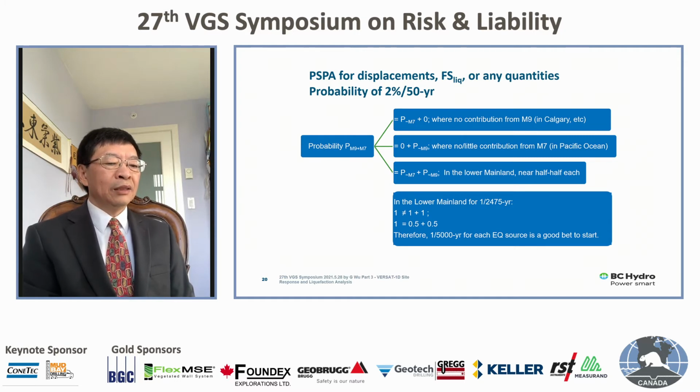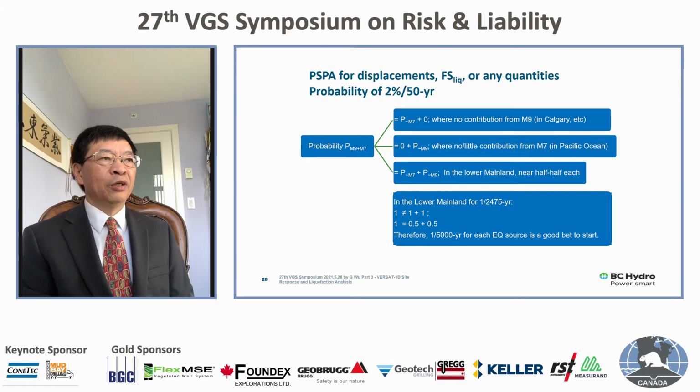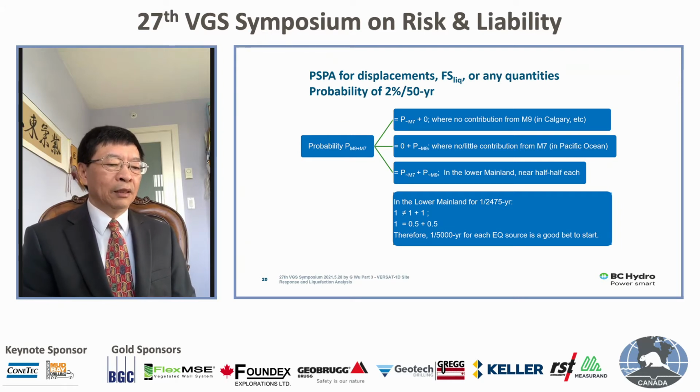And there are three distinct scenarios. The first one is at the top. The probability of the combined one could be just equal to the probability of the M7 in places where there's no contribution from the M9, meaning if you are very far away from the Cascadia subduction zone, such as in Calgary, just for example. So in that scenario, the two are equal to the probability at M7.